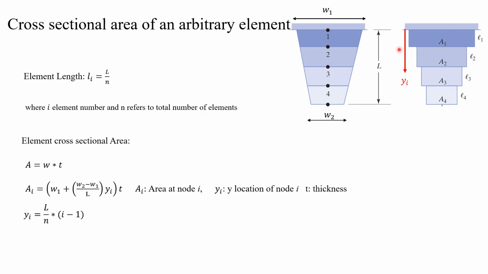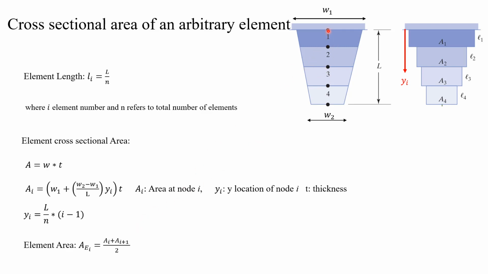So if you are dealing with node 1, yi would be 0. If you are dealing with node 2, then y2 would be L1. So if you plug it in here, we find the cross section at each node. I find the cross section at node 1, then the cross section at node 2, node 3, and so forth. But in our equation, we need to find the cross section of the element, and that would be simply the average of the two nodes.